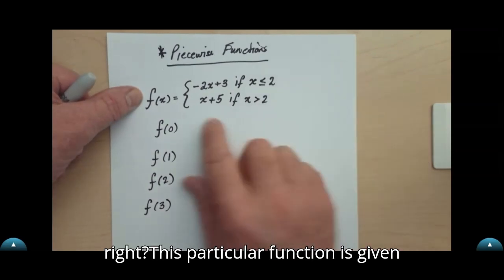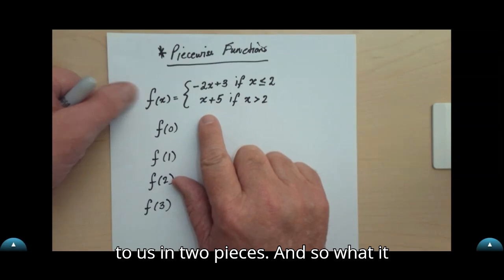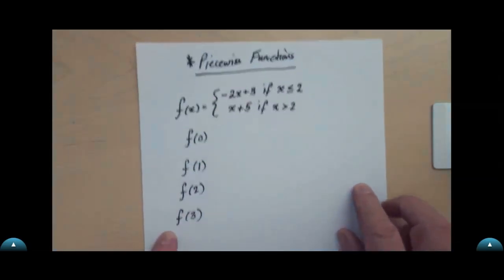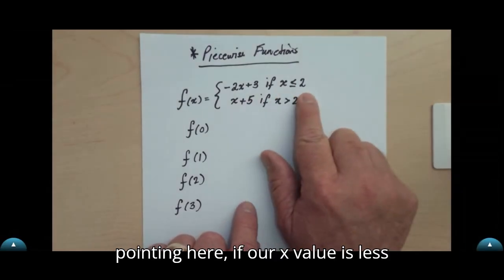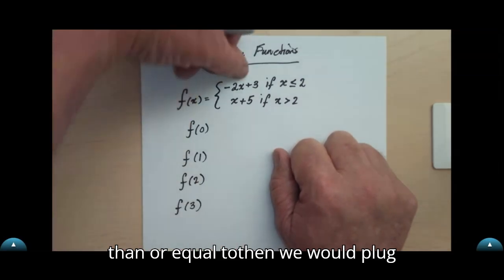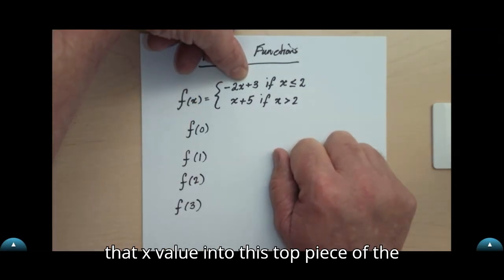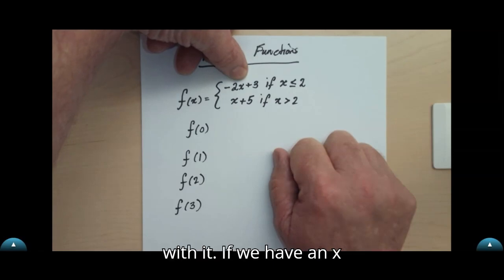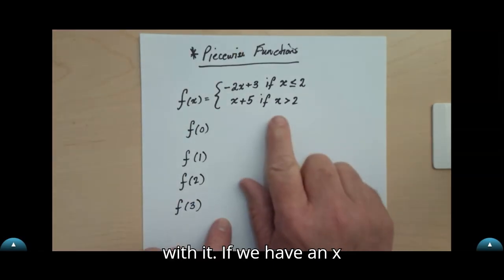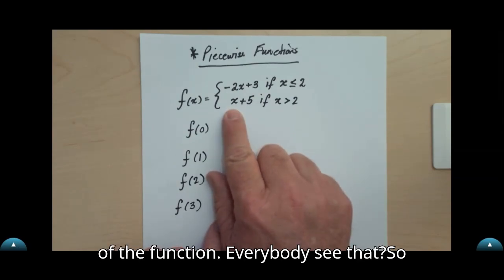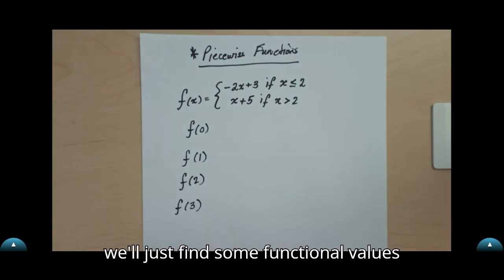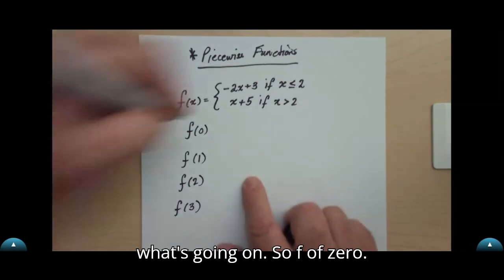This particular function is given to us in two pieces. And so what we're doing is, if our x value, everybody look where I'm pointing here, is less than or equal to 2, then we would plug that x value into this top piece of the function to find the y value that goes with it. If we have an x value that's greater than 2, we're going to plug it into this bottom piece of the function. Everybody see that?